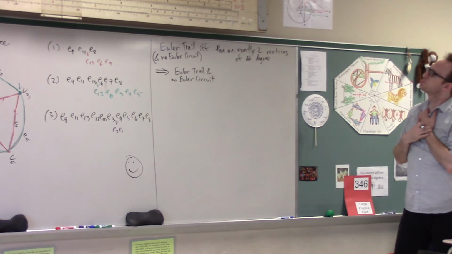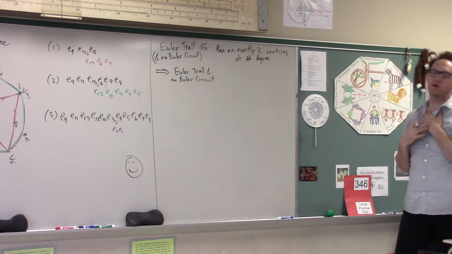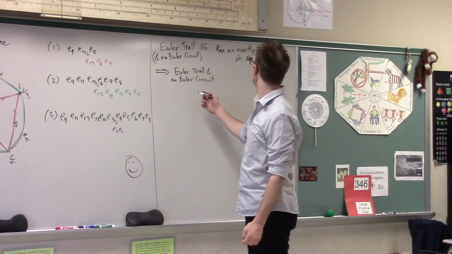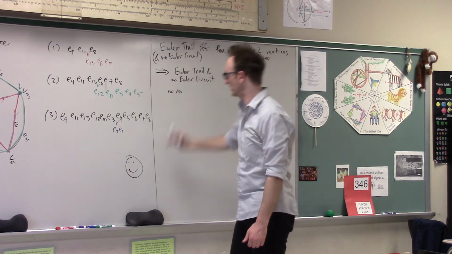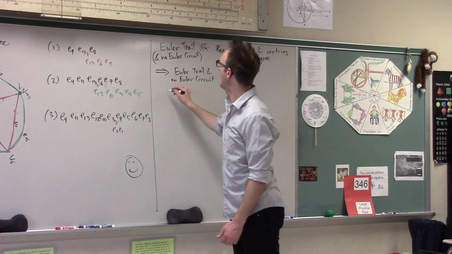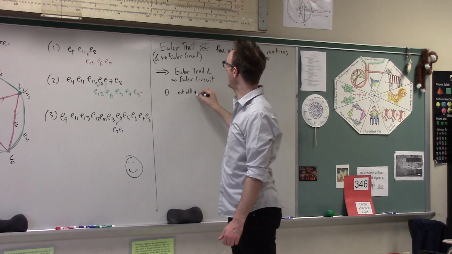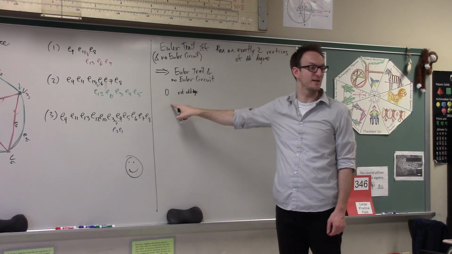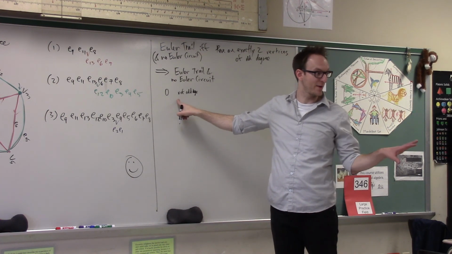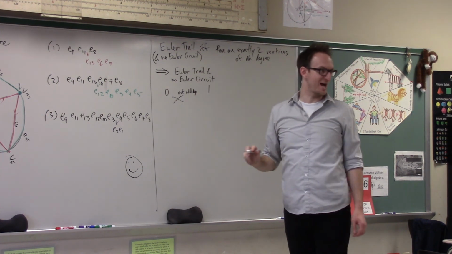Hold on. So it's not 0, it's not 1, and it's 2. Yeah, I guess to really show that there are 2, we should consider all the possibilities, right? So one possibility is that there are no vertices of odd degree. So suppose there are 0 vertices of odd degree. Well, that's impossible because we are assuming that there's no Euler circuit, and we've seen that if there are none, then there is an Euler circuit. Can I kill that one? Yeah. Okay. Could there be 1 vertex of odd degree?